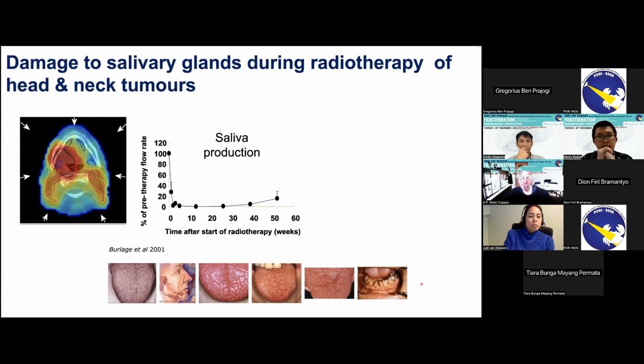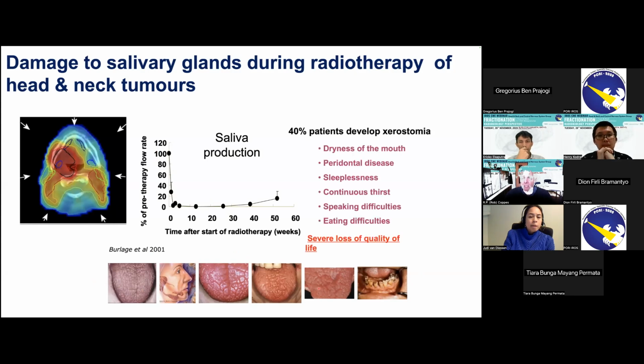As you know, a reduced amount of saliva gives the patient xerostomia. The teeth fall out, they get a dry mouth, and they cannot speak anymore. They don't sleep, and they have thirst, and they cannot eat properly. And even with the best radiotherapy currently, still 40% of the patients develop this type of xerostomia.